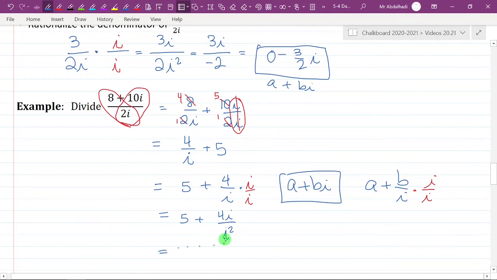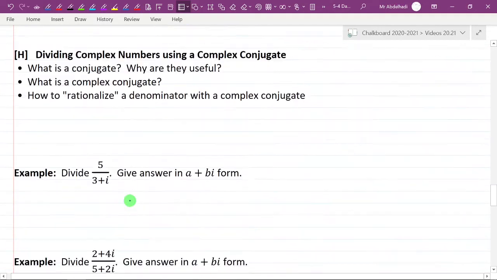Well, what's good about that? i squared is actually -1. So this is 5 plus 4i over -1. Anytime you divide by -1, all you're doing is changing the sign. So this becomes 5 minus 4i. And there you go.